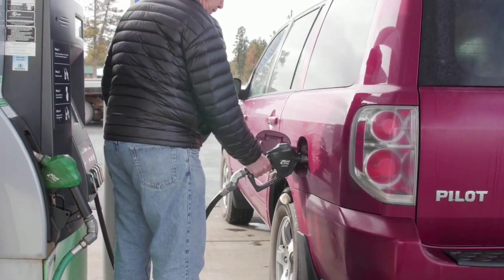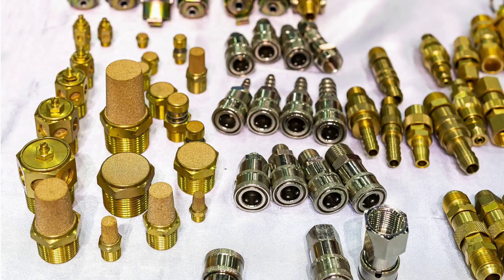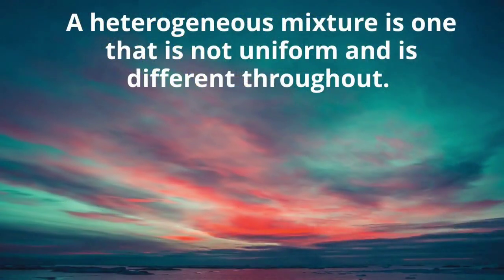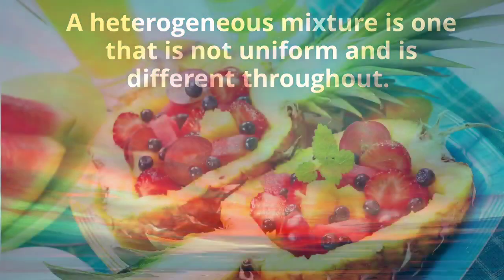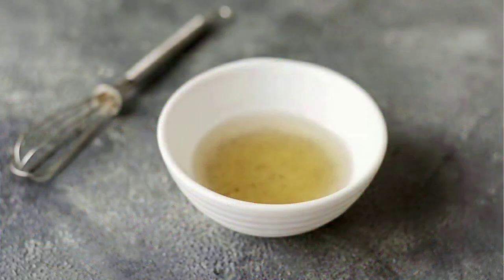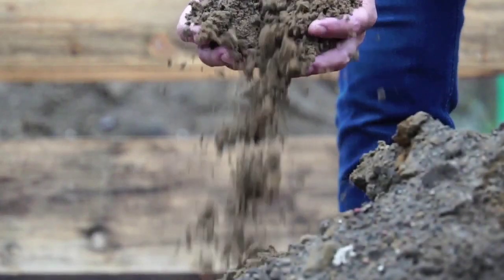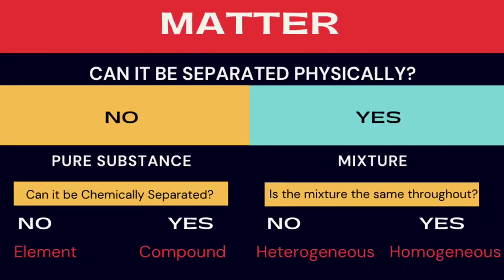Gasoline. Alloys like brass, which is a mixture of copper and zinc. A heterogeneous mixture is one that is not uniform and is different throughout. Examples include a fruit salad. How about oil and vinegar? And then soil.